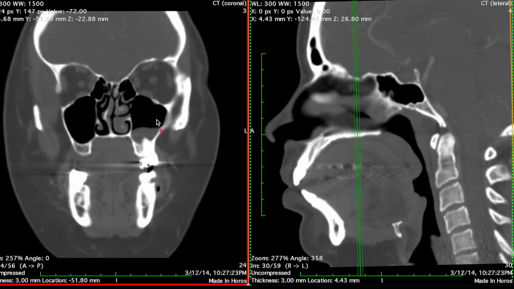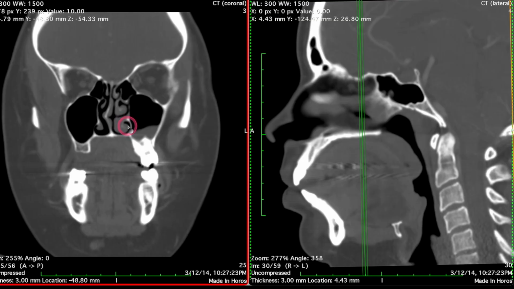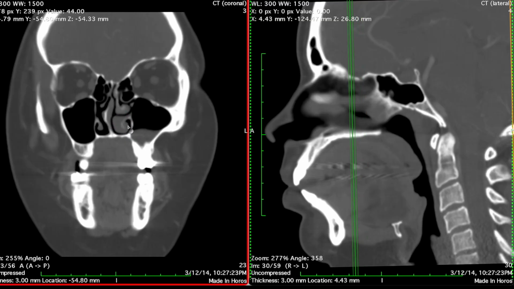Below each concha is a corresponding meatus. The meatus is the groove or hallway under each of these bony shelves. These areas are very important for drainage of sinuses and ducts within the face. The inferior meatus is actually where the nasolacrimal duct drains.